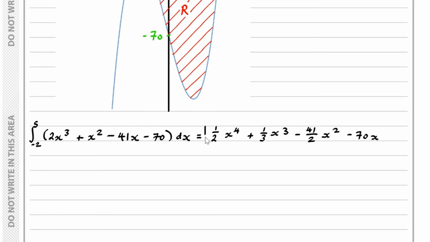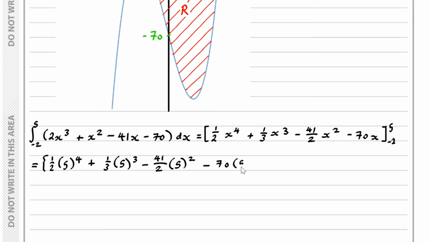And we wish to evaluate this in between minus 2 and 5. Okay? So, for our upper limit, we have 1/2 lots of 5 to the power of 4 plus 1/3 times by 5 cubed minus 41 over 2 lots of 5 squared minus 70 lots of 5. And then for our lower limit, we have 1/2 lots of minus 2 to the 4 plus 1/3 lots of minus 2 cubed minus 41 over 2 lots of minus 2 squared minus 70 lots of minus 2.